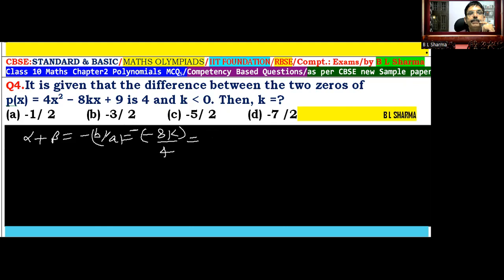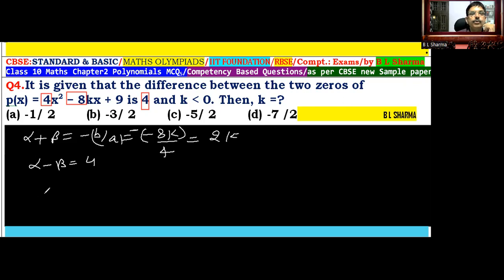So we can write, negative of this also, because it is negative of b upon a. In place of b, you can write minus 8k, and in place of a, the coefficient of x square, is 4. So it will be minus minus plus, so that will be 2k. Means the sum of zeros is 2k. And the difference of zeros is already given, that is 4. So it is given that alpha minus beta is 4. Now we have to find out the value of k.